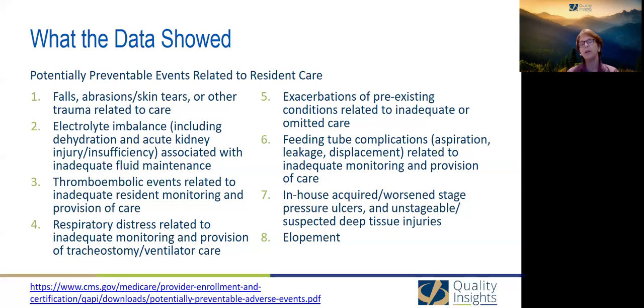So really, these events are all about something that, had we done what we should have done, we may have been able to prevent. These are most likely the events that pop immediately to mind when we think about adverse events. They're falls, electrolyte imbalances, thromboembolic events, respiratory distress, exacerbation of pre-existing conditions, feeding tube complications, in-house acquired or worsening pressure ulcers, and elopement.